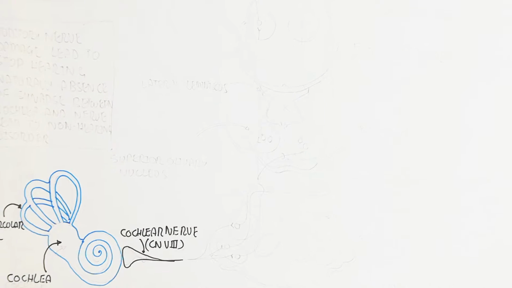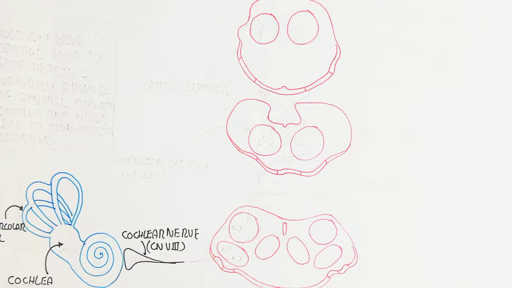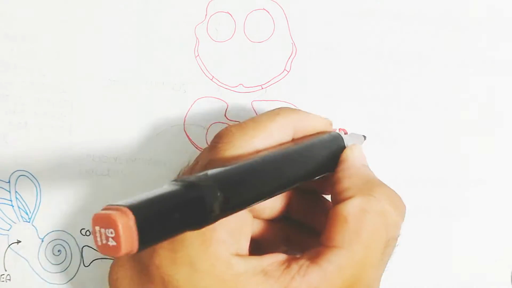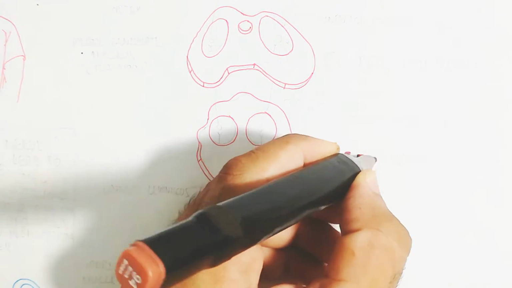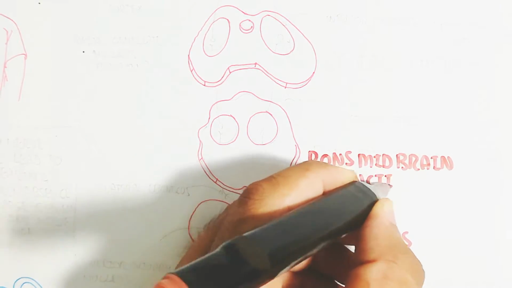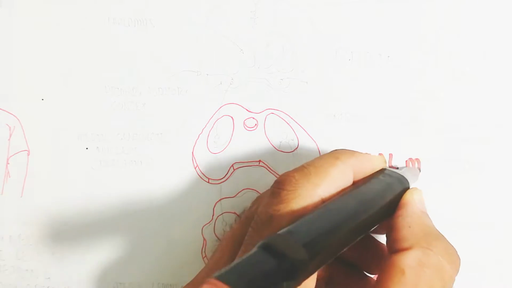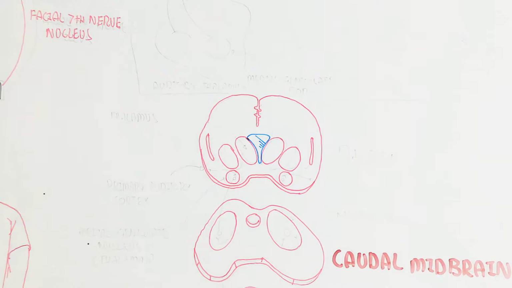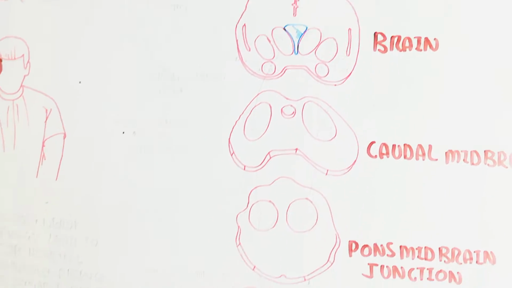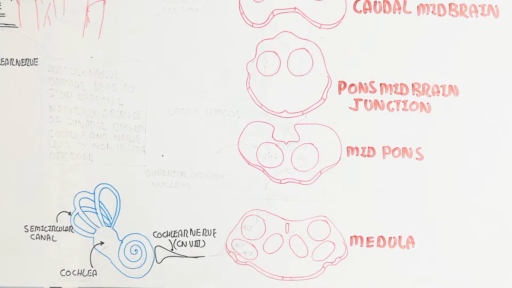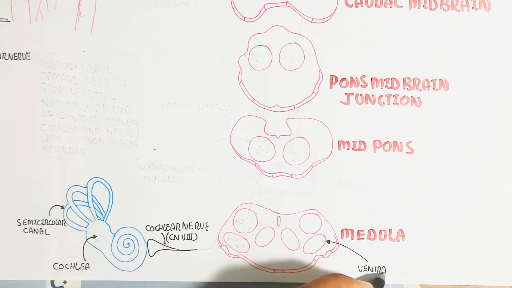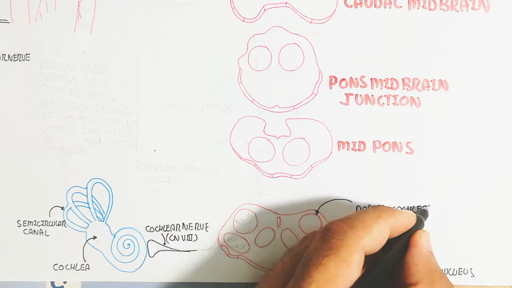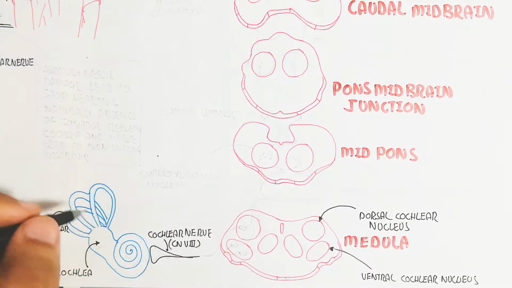This cranial nerve eighth will diverge, dividing into three branches, and this will target the ventral cochlear nucleus, and here is the medulla, the pons, the pons midbrain junction, and the caudal midbrain and brain. Now let's begin to understand the ascending pathway after the listening, after the vibration of the cochlea transmits the signal to the cochlear nerve. Depolarization will go into the dorsal cochlear nucleus and ventral.